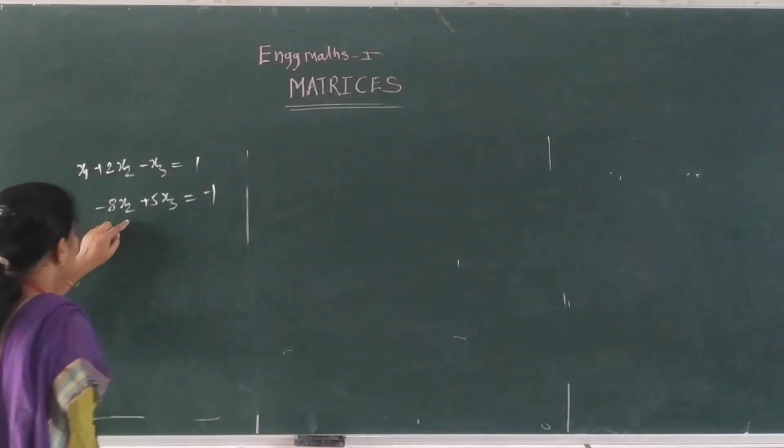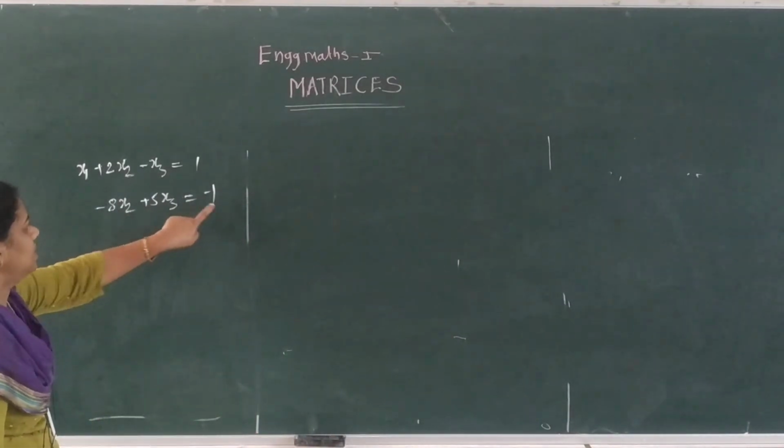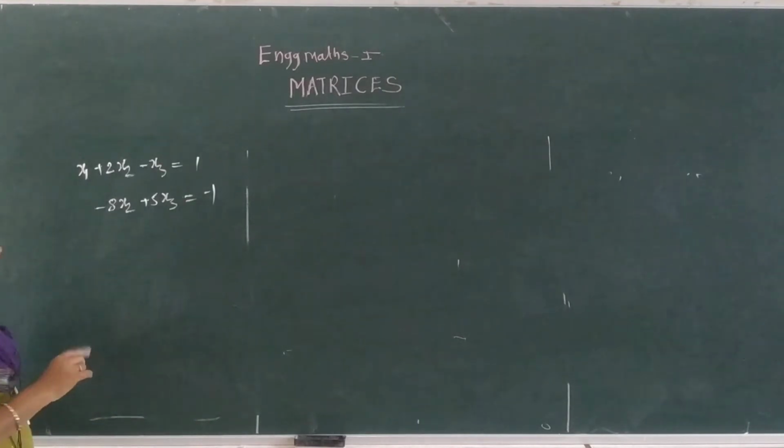In infinitely many solutions, we have to consider the parameter. What is the parameter? Parameter equals n minus r, where n is the number of unknowns, here 3, and r means rank of A, which is 2. So we get 1. So we have to consider one parameter. Let us consider x3 equal to t.